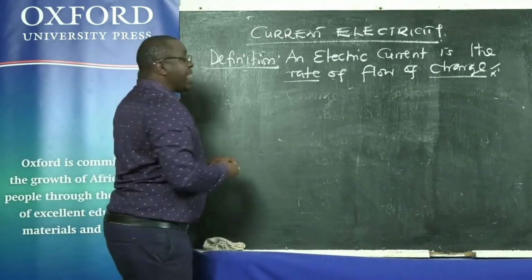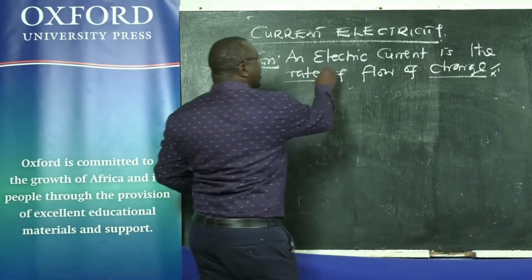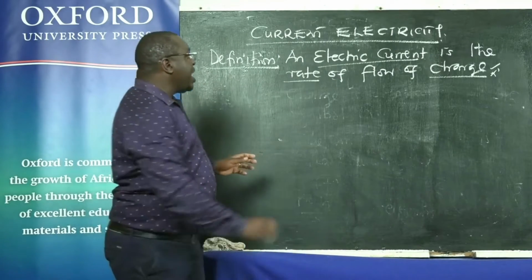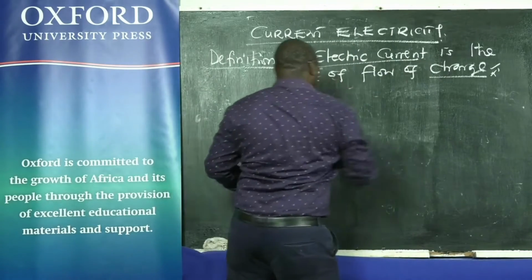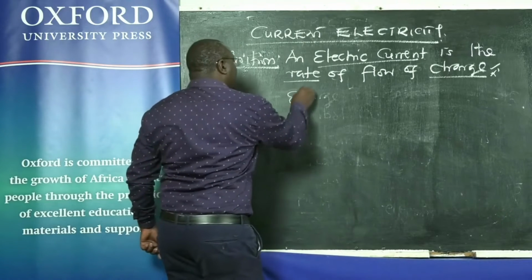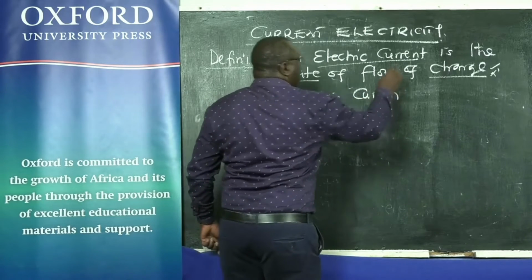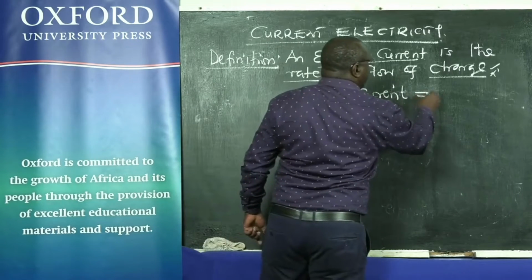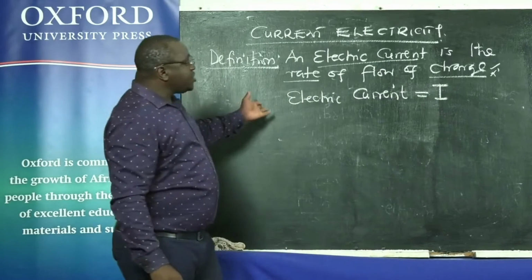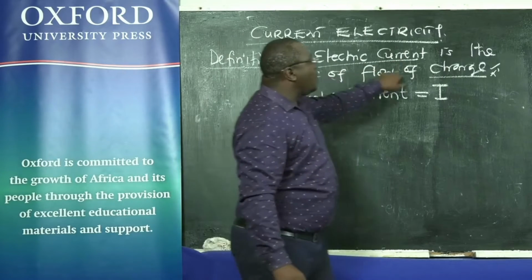So having said that about charge, it's important that we get back to the word electric current. What is an electric current? We are saying an electric current, which is actually denoted by the letter I, represented by the letter I, is the rate of flow of charge.